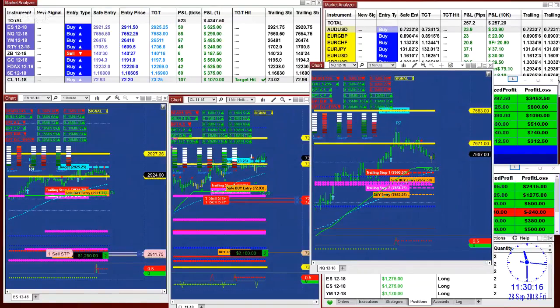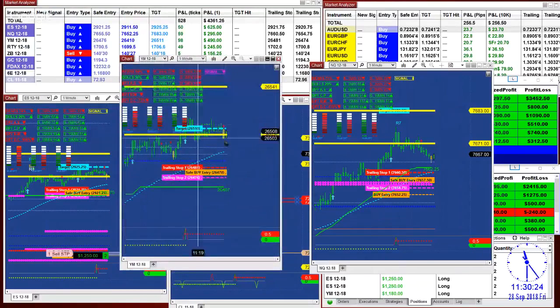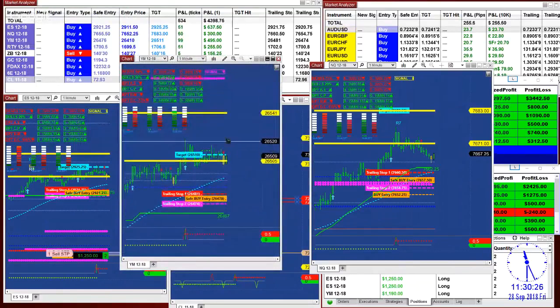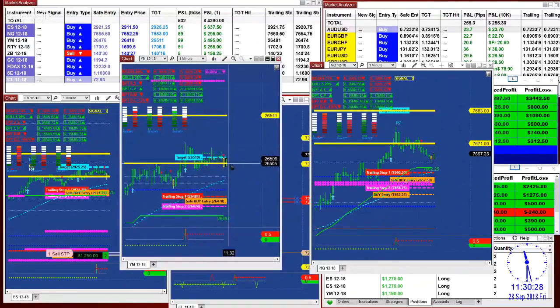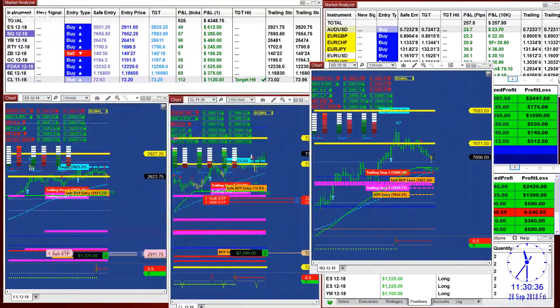Why am I sitting right after we hit that? This is beautiful. Right after we hit the target, there is nothing left. Look, after it hits the target, nothing has happened to the YM. So we're waiting on Uncle ES to give us some direction.